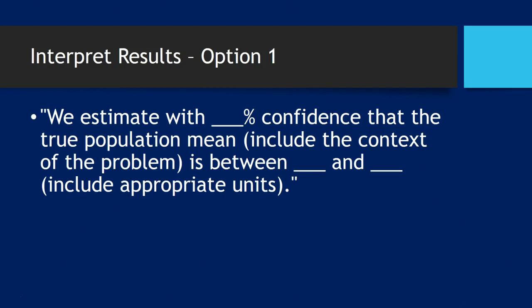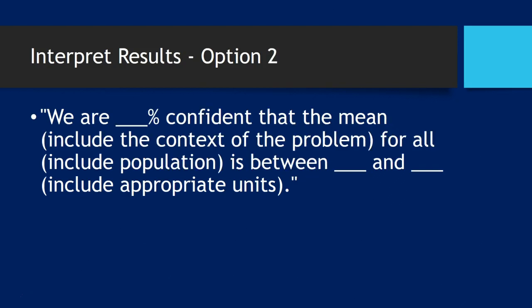Now, if you look at the book, the interpretation statement the book uses looks a little bit more like this. It says, we estimate with 95% confidence that the true population mean. And so, for instance, we would say we estimate with 95% confidence that the true population mean of all scores for all people on this golf course is between blank and blank, 90.344 and 93.656. I don't like that. I think it's a little bit more clunky than the way I use.